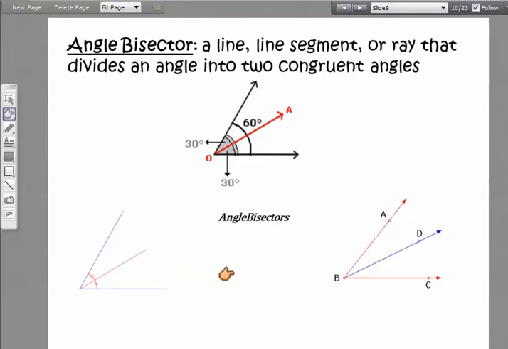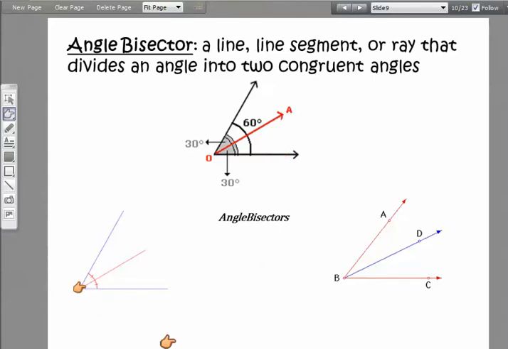Let's talk a little bit more about an angle bisector. It's a line, segment, or ray that divides an angle into two congruent angles. So this red line right here is going to be a ray. I'm going to call it ray OA. Ray OA is the bisector. The original angle was 60 degrees. The bisector cuts it exactly in half, so now each of these smaller angles is going to be 30 degrees.